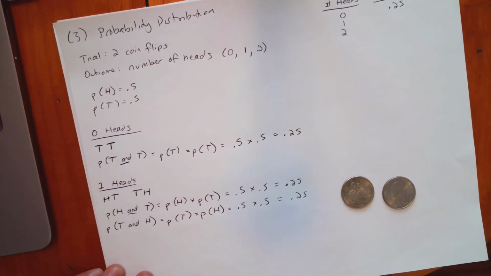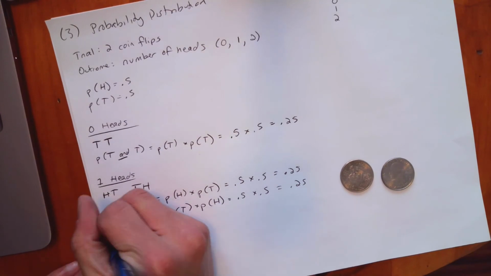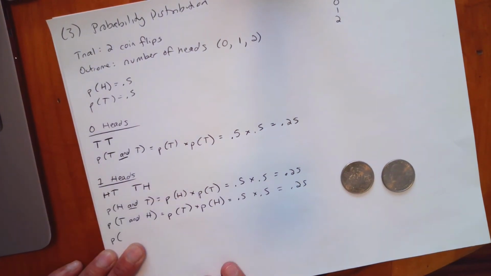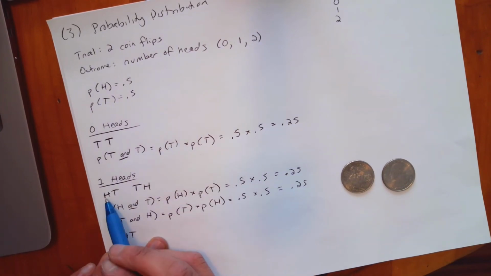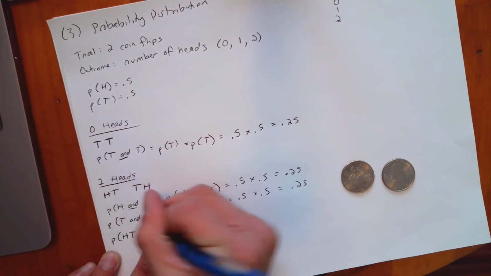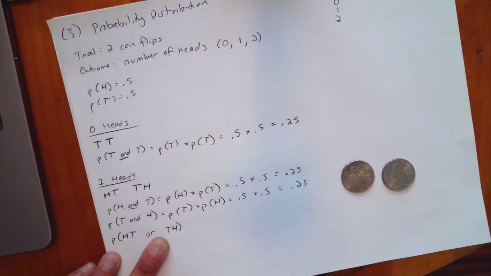When you're thinking about an or in a probability, what you want to do is think about the addition rule. So here what we're looking at is the probability of getting heads and then tails, or tails and then heads.